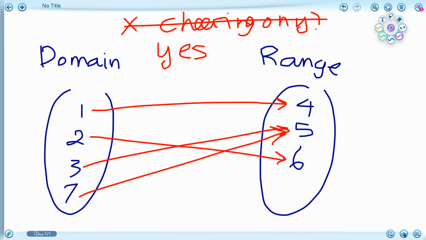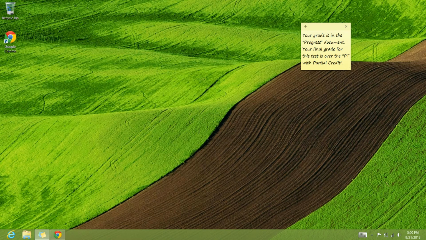And I think I'm going to stop this video with that, just in case people just didn't understand what a function meant. And on our next video, I will show you how to tell the difference between one-to-one, onto, both, and neither functions.